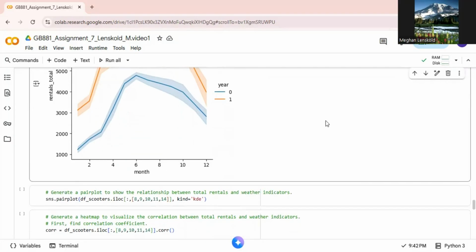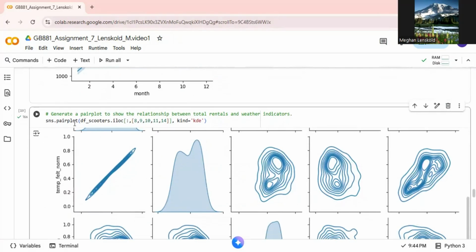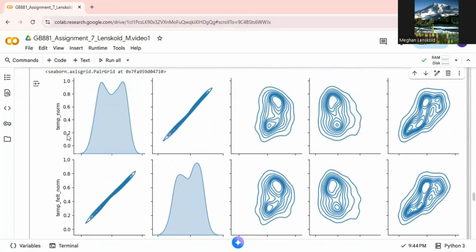We'll now run a pair plot to explore how total rentals relate to different weather indicators like temperature, humidity, and wind speed. Each scatter plot shows the relationship between rentals and one of those weather features.